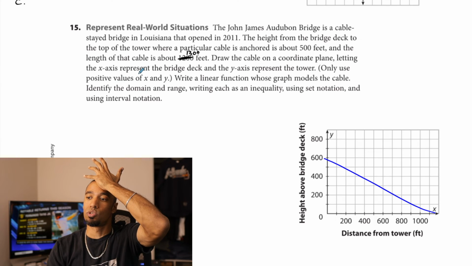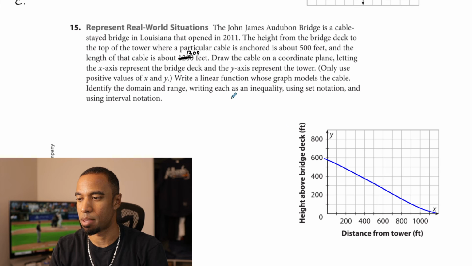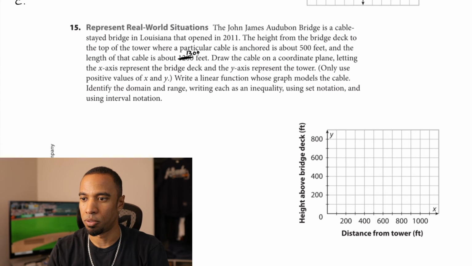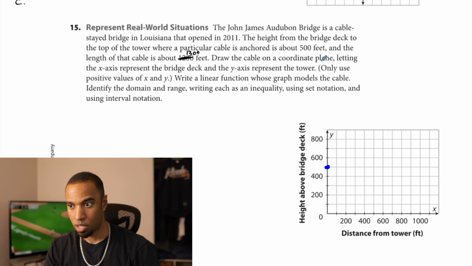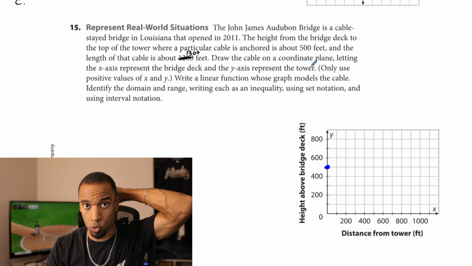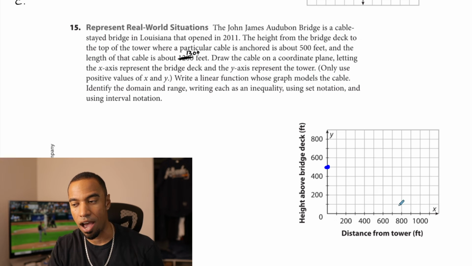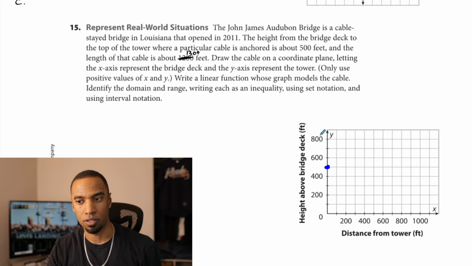Cable saver opened in 2011. The 2011 doesn't matter because time is not of the essence here. So we have a cable that is 500 feet in the air, and it's 1,200 feet long, hitting the ground 1,200 feet away. The question is, how far away from the tower is that? Excuse me, 1,300 feet. How far away from the tower is that if it's a 1,300-foot long cable?